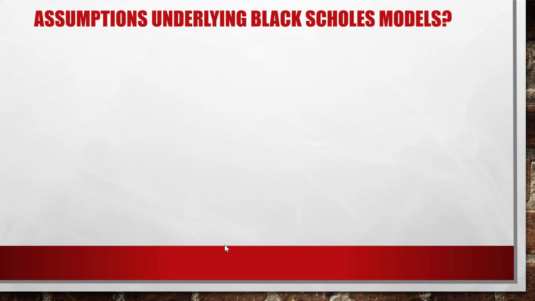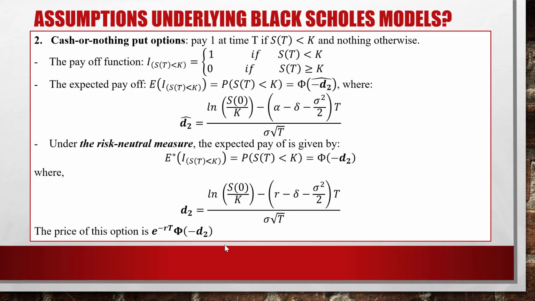The second type is the cash-or-nothing put option. The last option was a call option. Now we consider a put option. The put option pays 1 at time T if the stock price is less than the strike and nothing otherwise. So for the payoff function, again we use the indicator function I(S_T < K), which is equal to 1 if the stock price is less than K, and 0 if the stock price is greater than or equal to K.